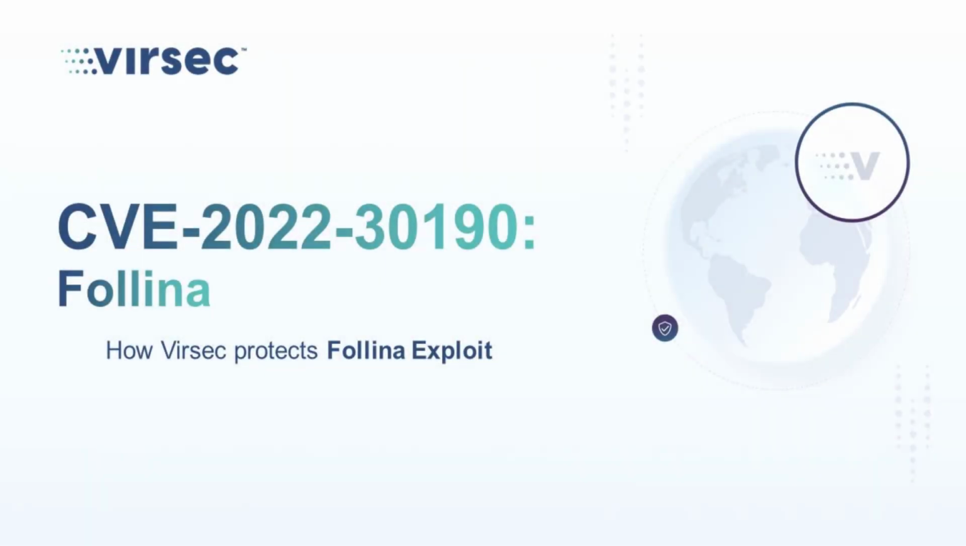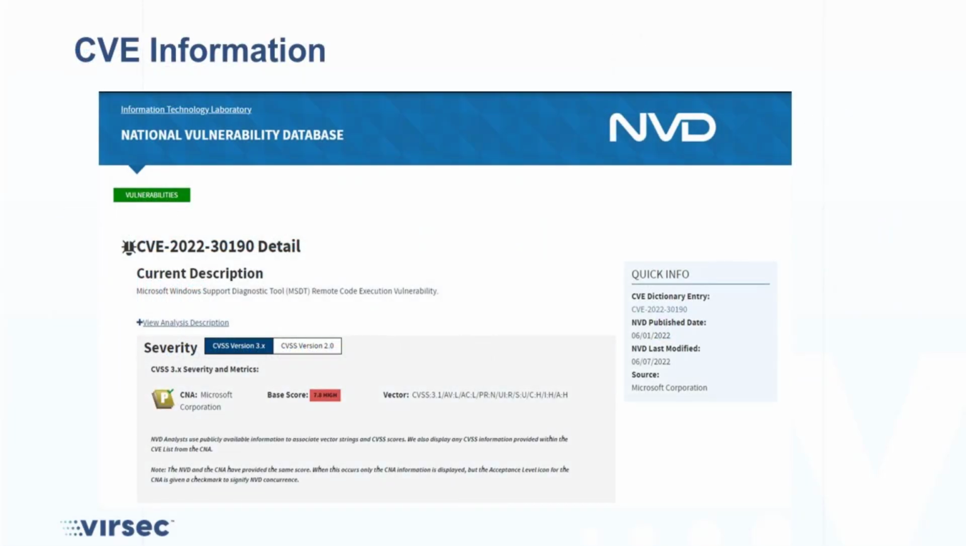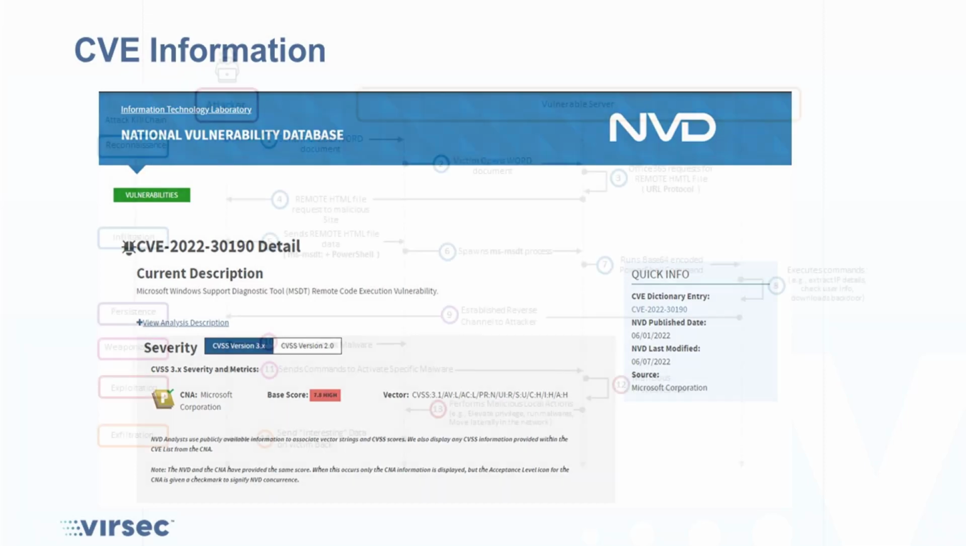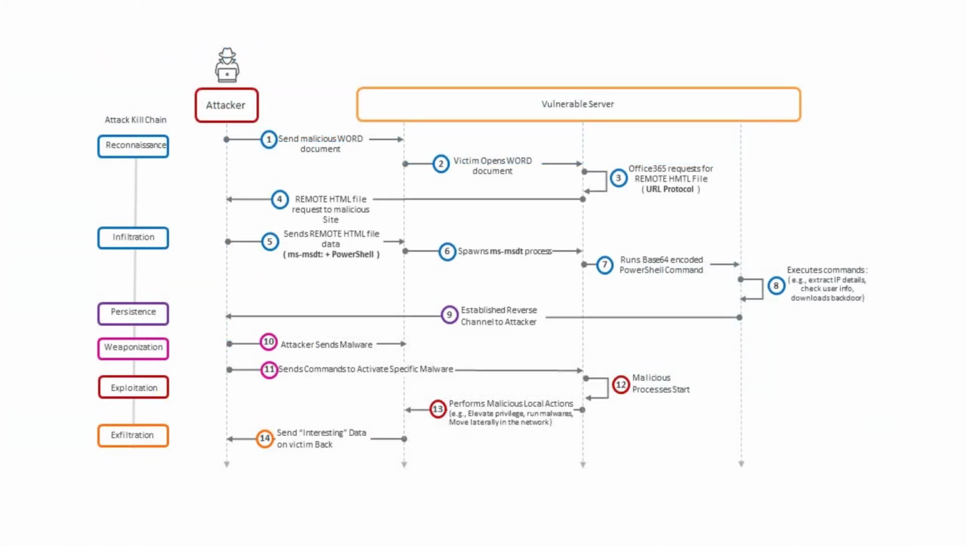Hello, today we'll be demonstrating how Virsec protects against the Follina exploit. Here we have the CVE details. The exploit is described as a Microsoft Windows Support Diagnostic Tool remote code execution vulnerability that affects Microsoft Office 2013 to 2021. Even Windows Defender does not currently block this exploit, and that is why it's been given a high score of 7.8. Here we have the attack kill chain.